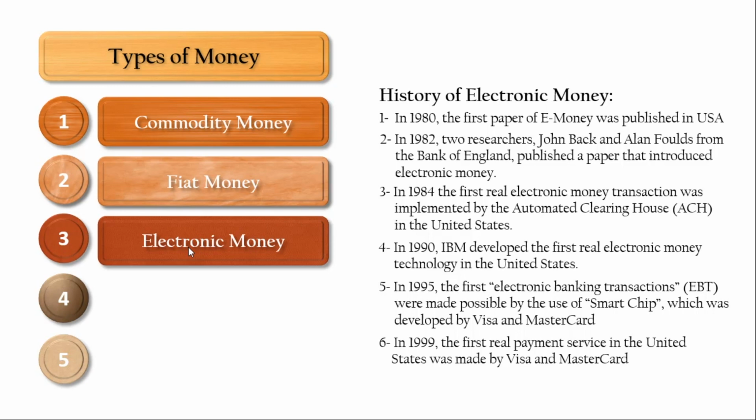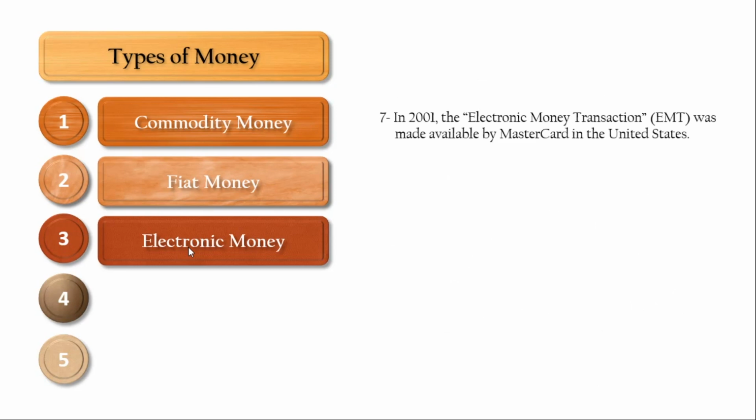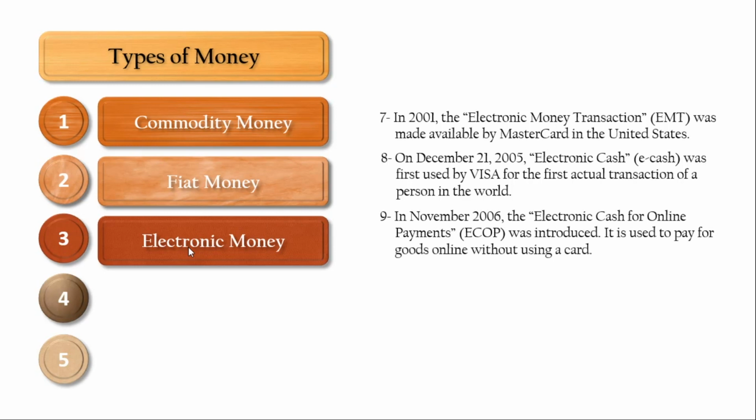In 2000, this service was introduced in Europe by so-called electronic money services, or EMS. In 2001, electronic money transactions, EMT, were made available by MasterCard in the United States. In 2002, the electronic money service, EMS, was introduced in Europe. On December 21, 2005, electronic cash was first used by Visa and later by all other EMV networks for the first actual transactions of a person in the world. For the first time in November 2006, electronic cash for online payment, ECOP, was introduced. It is used to pay for goods online without using a card.